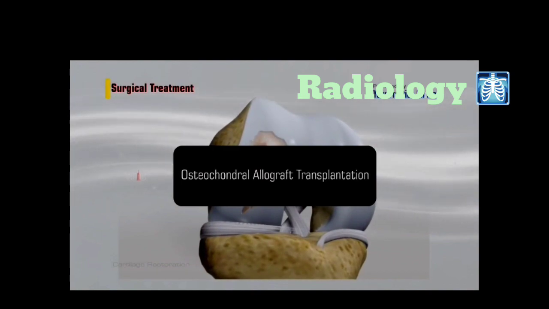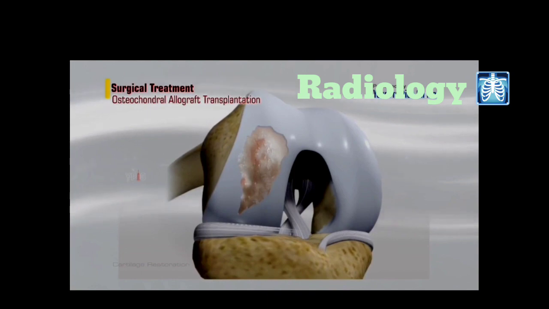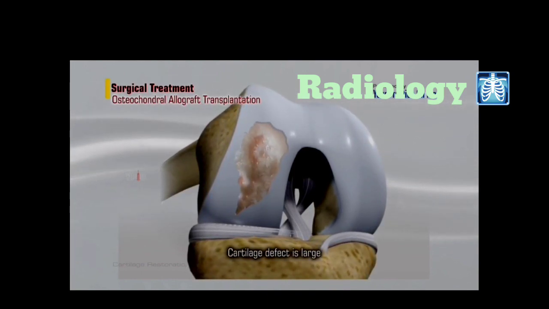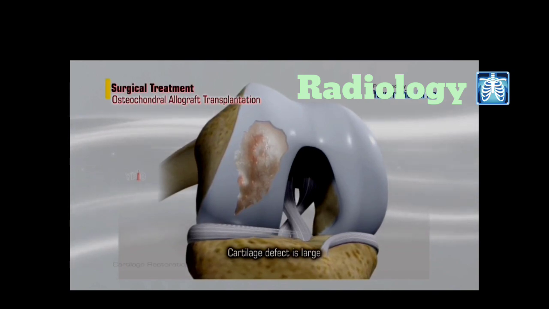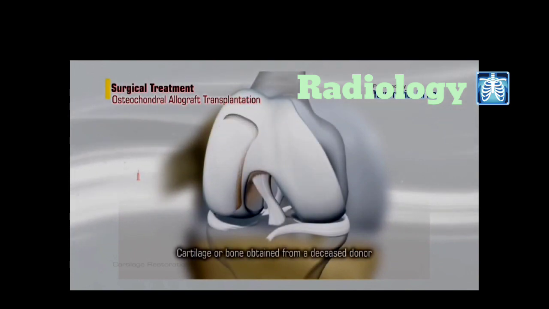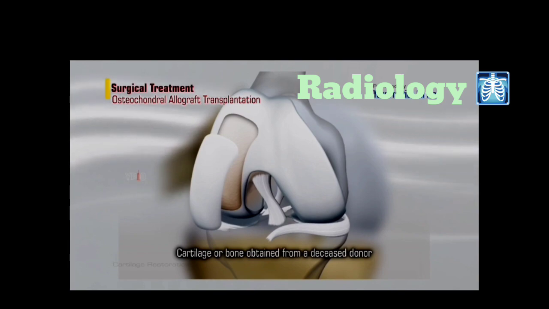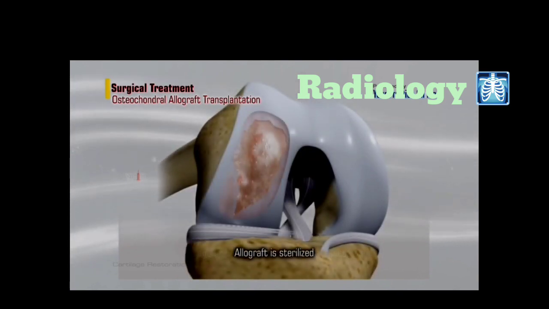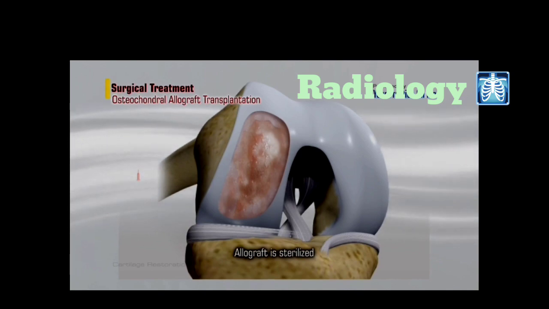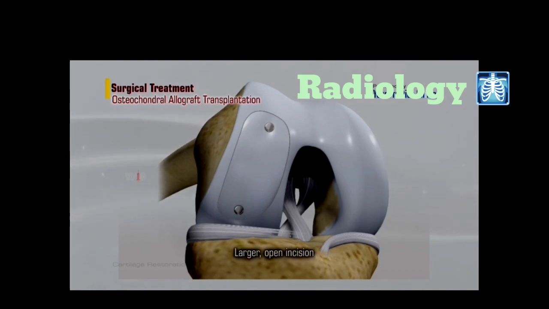Osteochondral allograft transplantation is performed when the cartilage defect is large enough for an allograft to be used. An allograft, a block of cartilage or bone obtained from a deceased donor, is used. The allograft is sterilized and prepared so as to fit exactly into the defect area. This procedure does require a larger open incision.